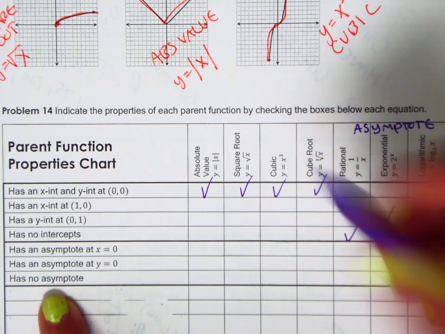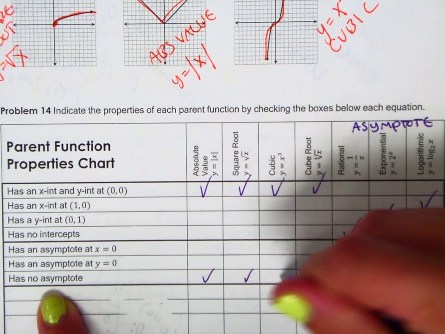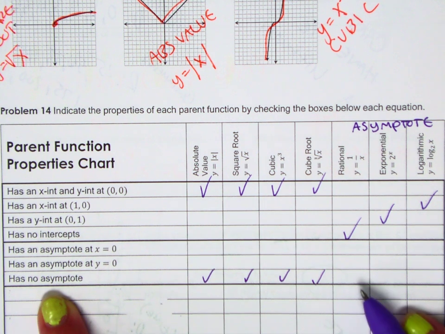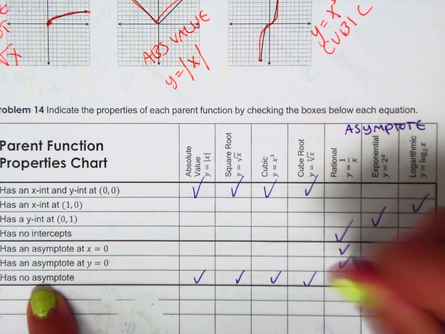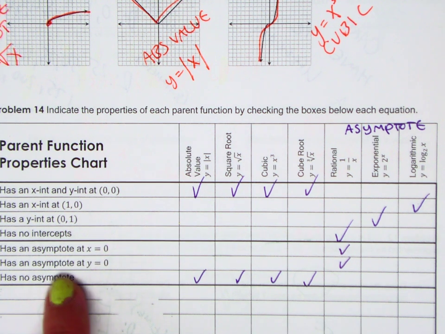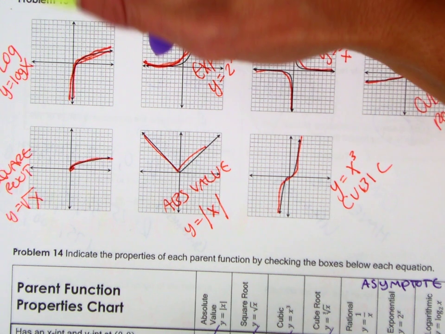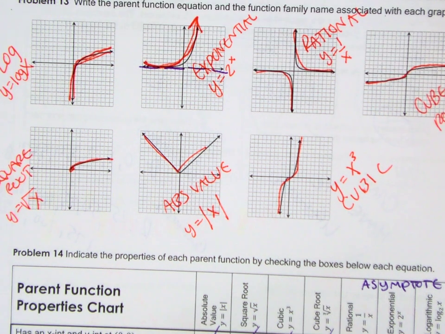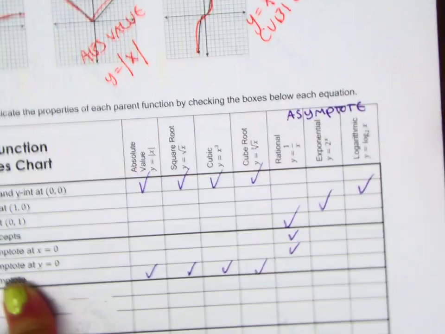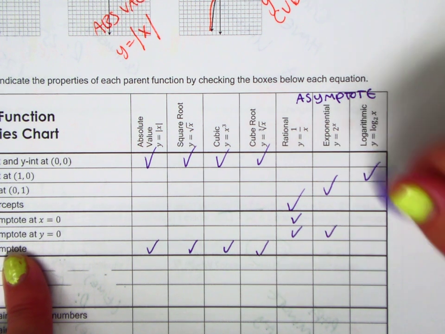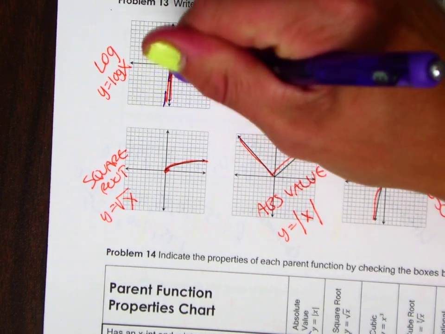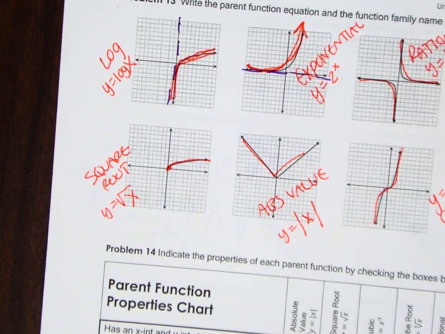All right, asymptotes. Once again, no asymptote are all of these first guys. Only the last 3 have asymptotes. Rationals are going to have both: x equals 0 and y equals 0. Exponentials' asymptote goes like this. It goes through the y. So it's going to be y equals 0. So exponentials have y equals 0, and logs are going to have x equals 0. It goes through the x, so it's x equals 0.